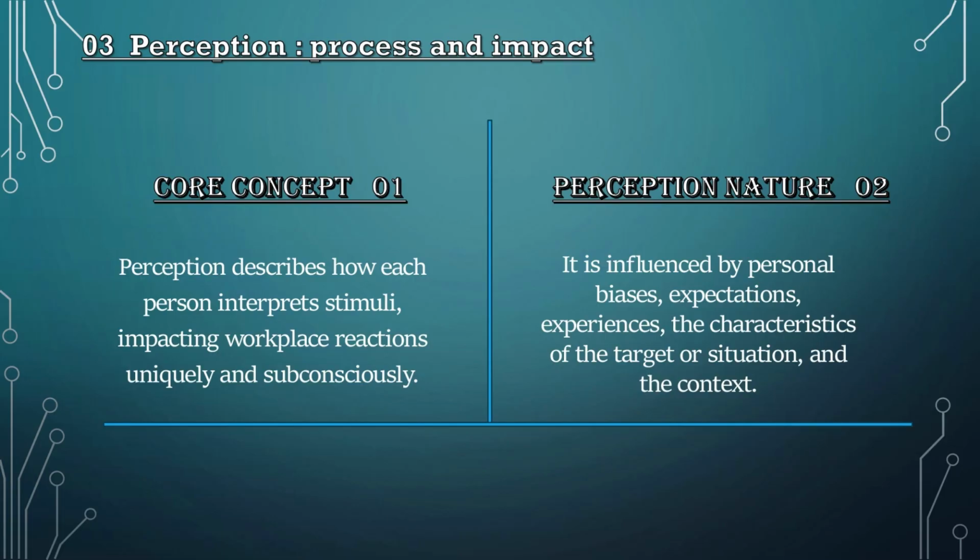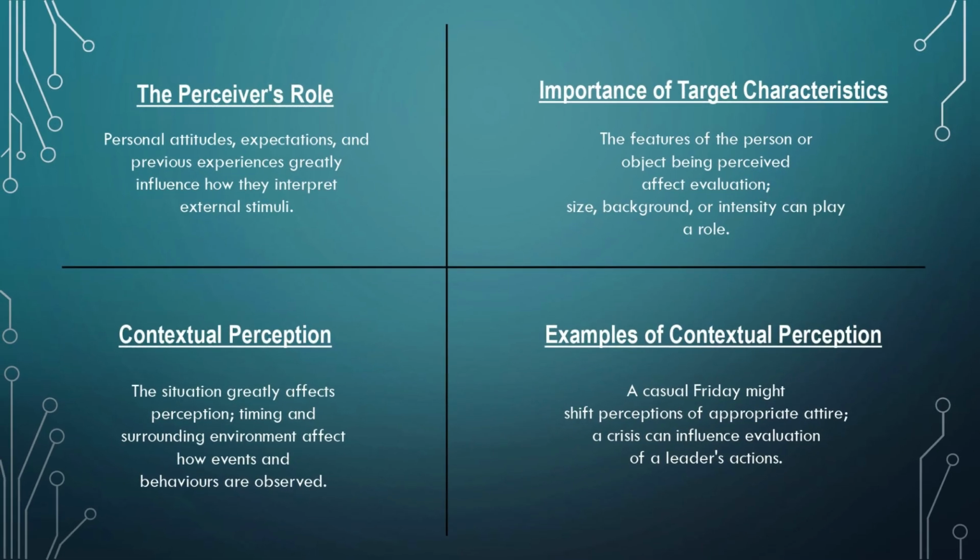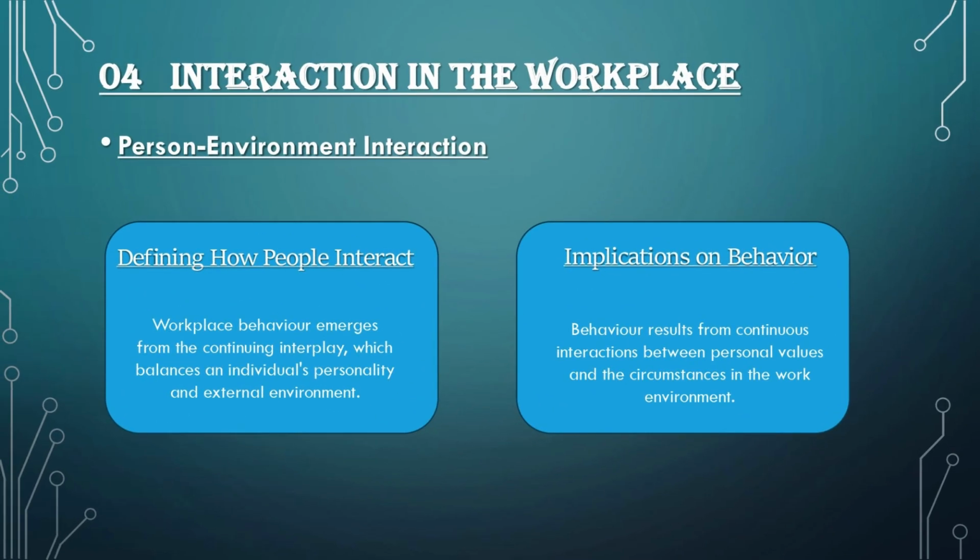Another side, perception nature: it is influenced by personal bias, expectations, experiences, the characteristics of the target or situation, and the context. Also, there are some influencing factors of perception: the perceiver's role, importance of target characteristics, contextual perception, example of contextual perception. Our fourth point is interaction in the workplace.